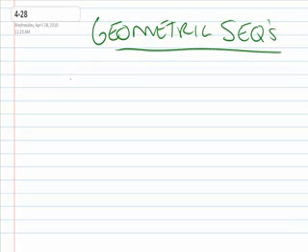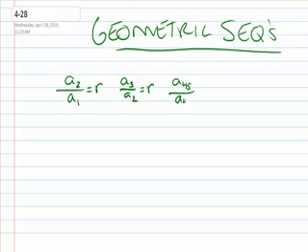What you do have is any two consecutive terms have the same ratio. So if we divide the second term by the first term, we get some number r. If we divide the third term by the second term, we get that same number r. The 45th term divided by the 44th term is r. And this r, yesterday d was known as the common difference. R is known as a common ratio.